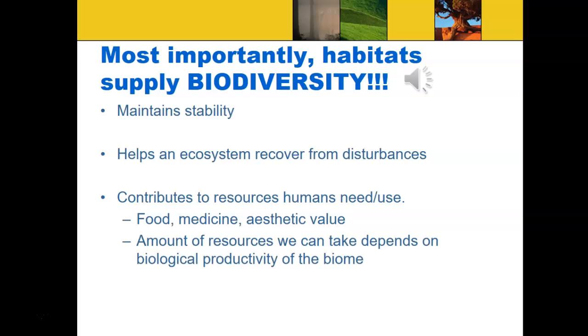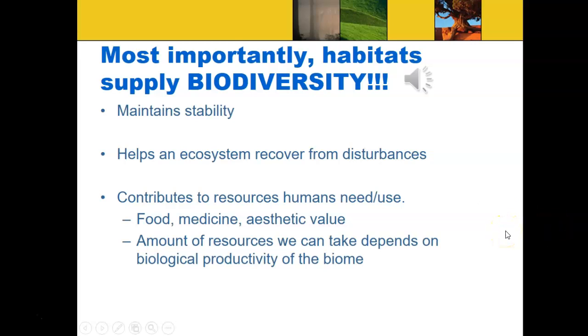It helps an ecosystem recover from disturbances, so things like hurricanes, floods, tornadoes, those kinds of natural disasters that are devastating to a habitat. The more biodiversity that was in there before the natural disaster, the higher the chance that it will be able to recover. So it's a good thing. This is a sign of a healthy habitat.